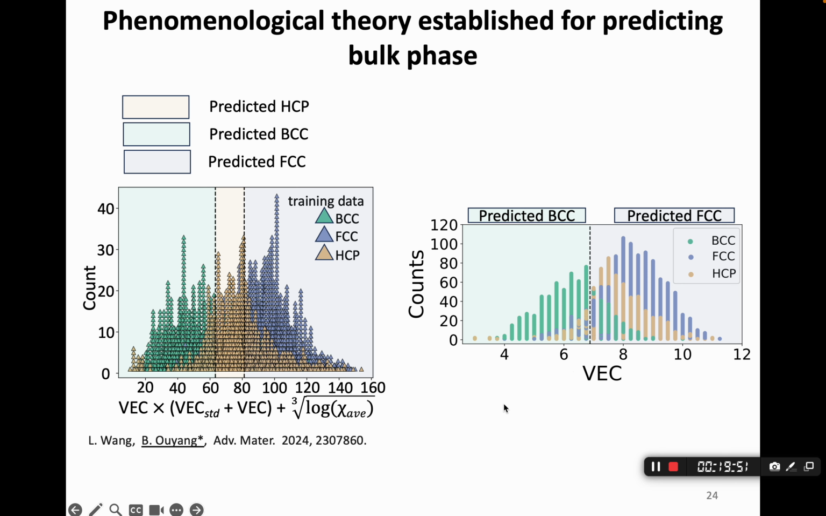Our descriptor performs much better, because just by looking at this graph, you see that the valence electron concentration will totally mispredict all the HCP based high entropy alloys. But in our model, the HCP can be well captured and aligned in the middle of these two classes of high entropy alloys.